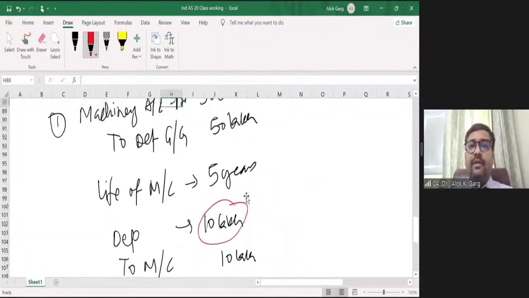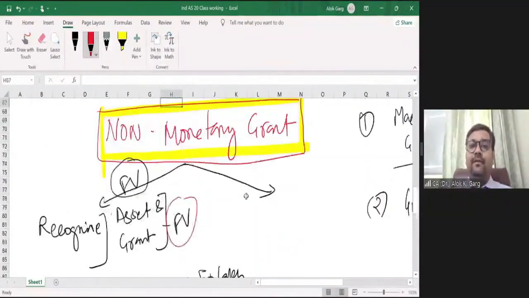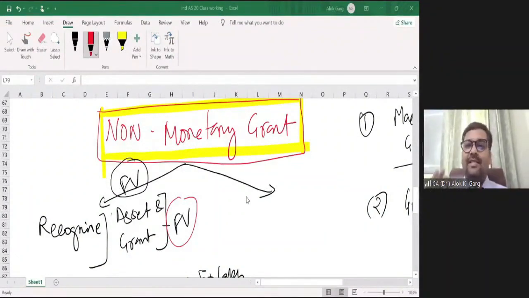Sir, if a non-monetary grant is given by the government, then the asset and grant have to be recorded at fair value. So this is the first approach. Yeah, you are right, Shraddha. You are right. So in this case, there is no difference between Ind AS and accounting standard.